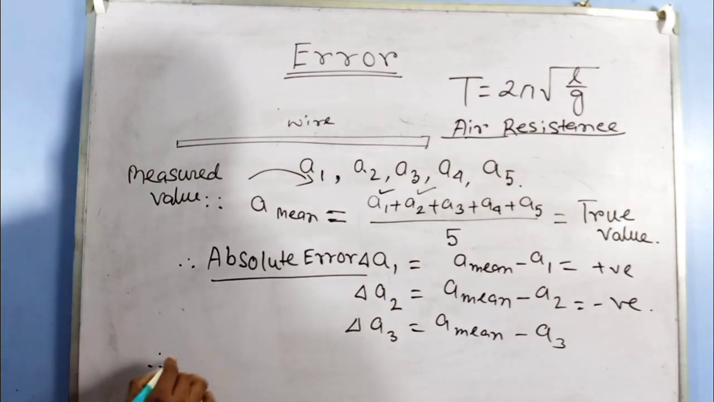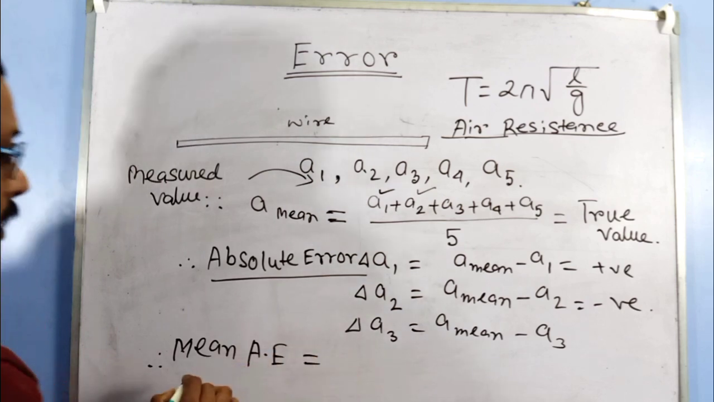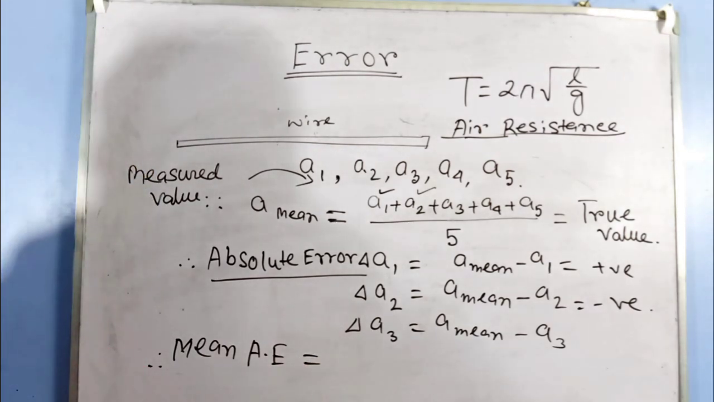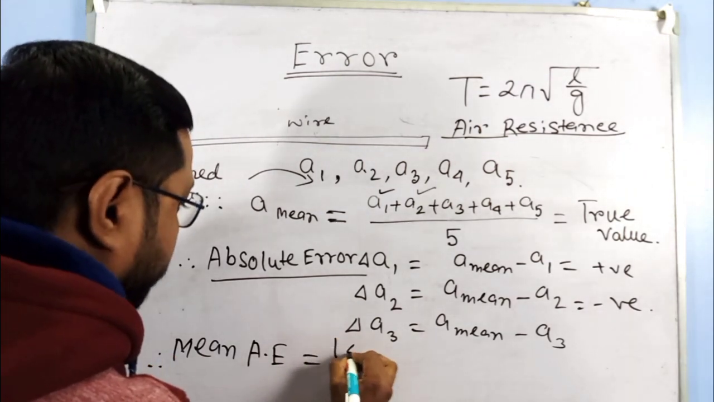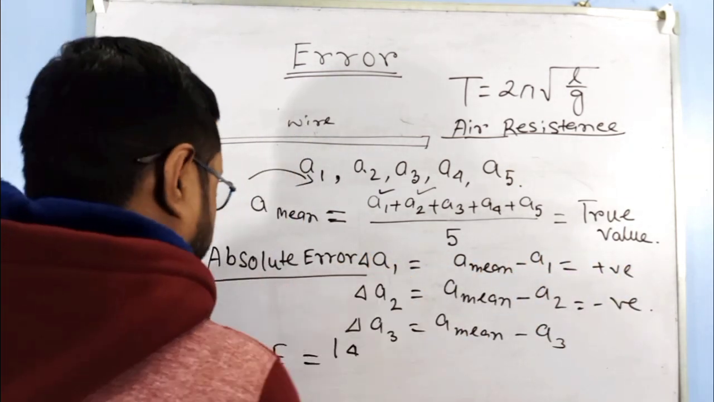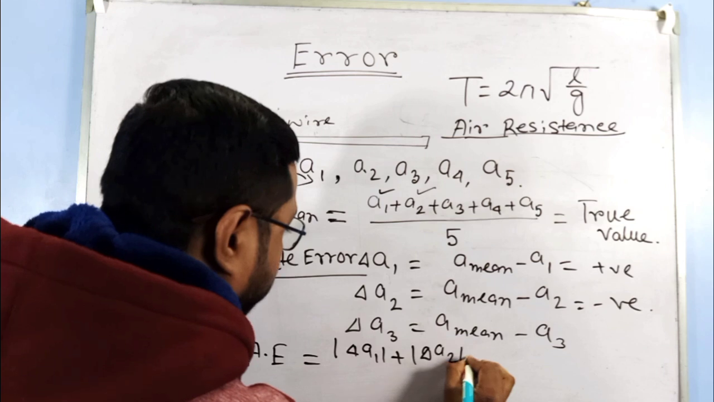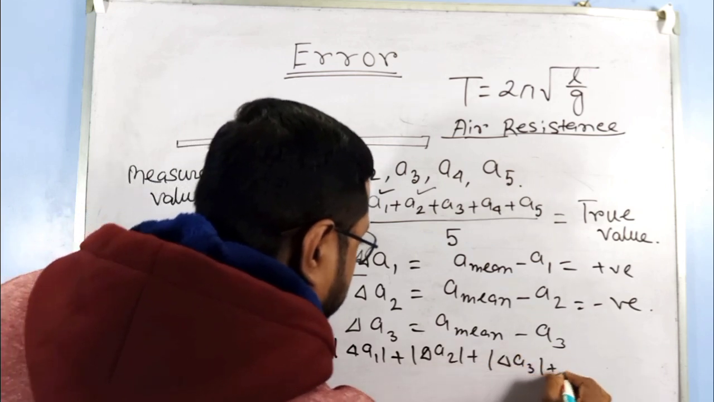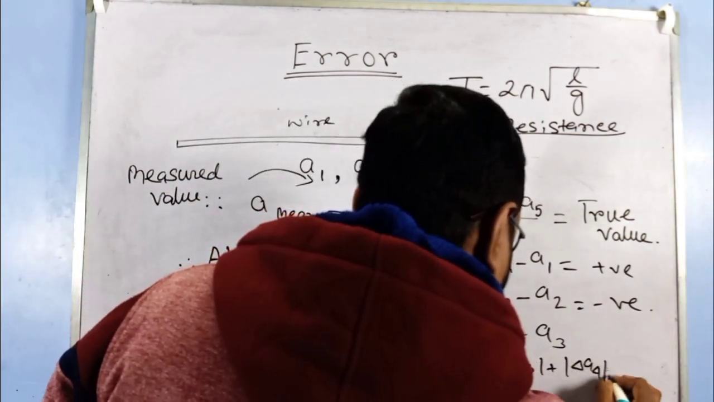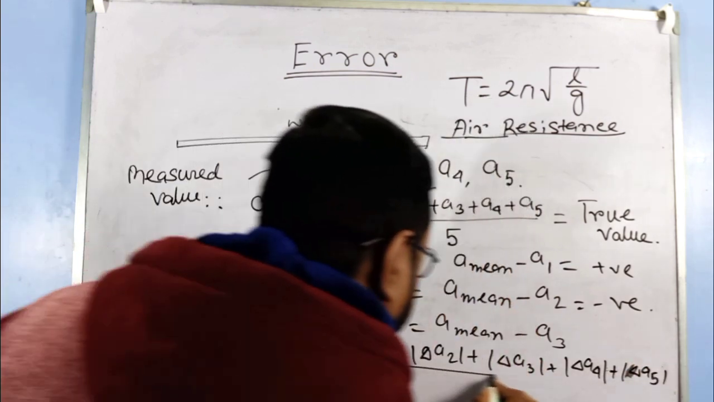Now what is mean absolute error? Mean absolute error का mean होगा, that is mean absolute error is the mod of, यहाँ पर हमको सिर्फ प्लस वैल्यू लेना चाहिए, मॉड, इसलिए मॉड में आता है ये फॉर्मूला, that is mod of delta A1 plus mod of delta A2 plus mod of delta A3 and so on. That is, if we take 5 quantities, then plus mod of delta A4 plus mod of delta A5, divided by 5.